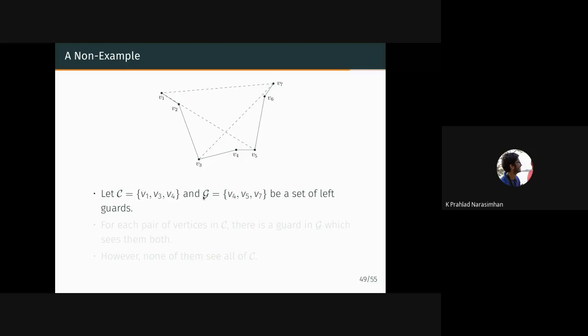Then try convincing yourself that even though GT of C is a clique, that is, there exists an edge between any pair in C, there does not exist a guard which sees all of C. Okay, try convincing yourself of that. So this will make sure that theorem 2, the second theorem that we proved, is not true.